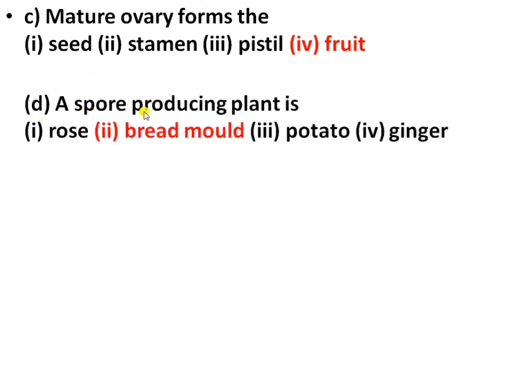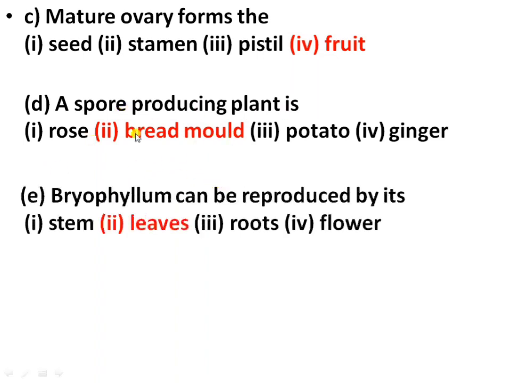Next, the spore producing plant is bread mold. Spore formation occurs in bread mold. This is the answer. Next, bryophyllum can be reproduced by vegetative reproduction by leaves. So bryophyllum is the example of vegetative reproduction by leaves.